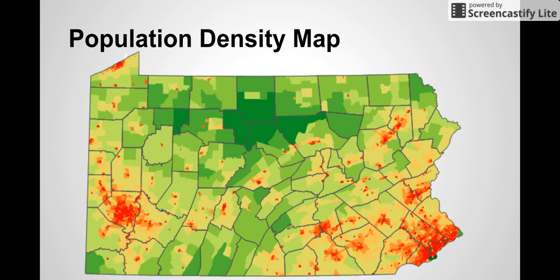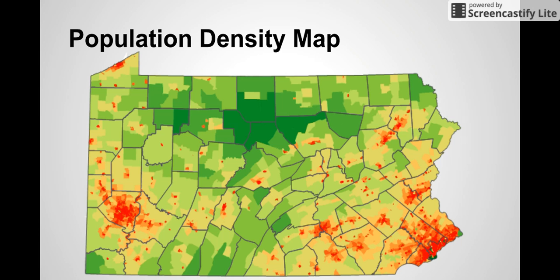Here's a very popular kind of special purpose map. It's called a population density map. It's a population map that shows how many people are in a certain area. And usually there's going to be a scale or legend that tells you what each of the colors represent in terms of this many number of people per square mile.